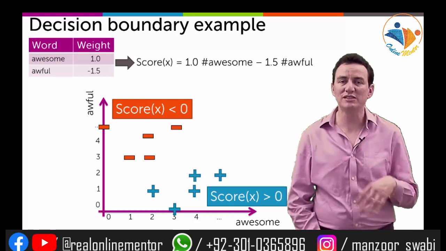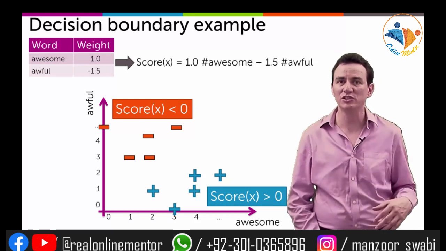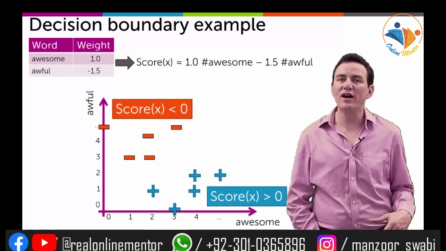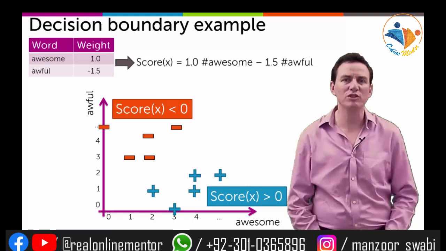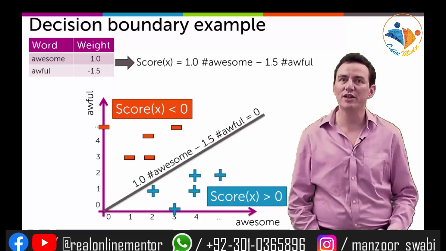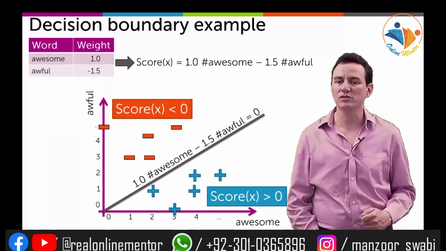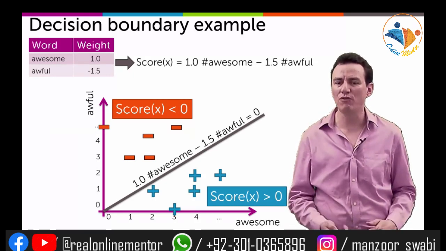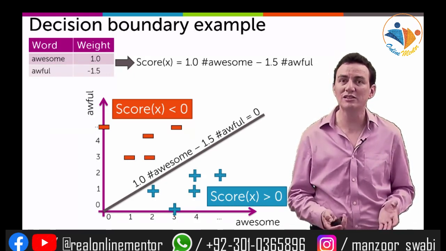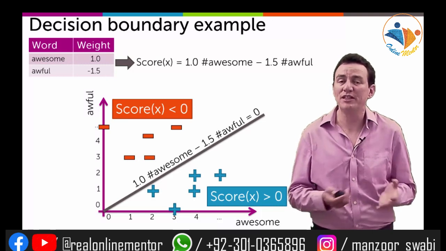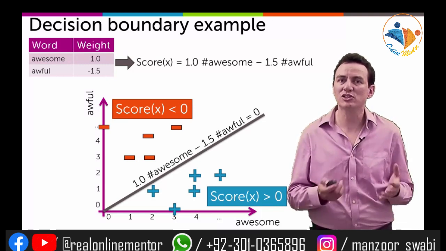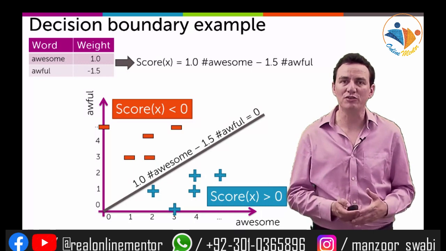And in fact, what separates the negative predictions from the positive predictions is the line that defines the places where I don't know what's positive and what's negative, and that's the line where 1 times awesomes minus 1.5 times awfuls equals 0. That's the line where the prediction is uncertain, and so we call that the decision boundary.